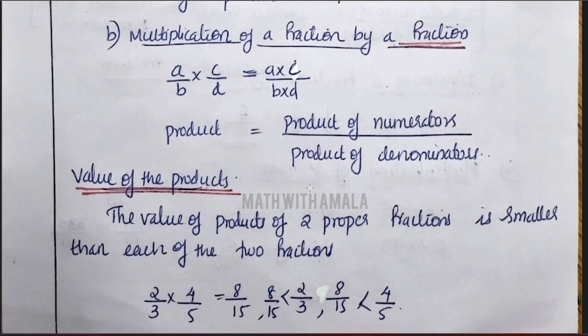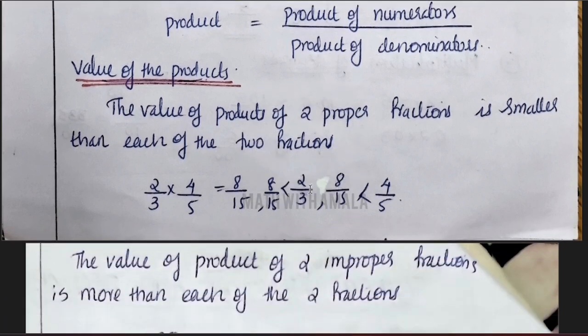The next topic is the value of the products. The value of the product of two proper fractions. Proper means the numerator is lesser than the denominator. Let's take 2 by 3 into 4 by 5. Here the answer is 8 by 15. And you can see that the product is always less than 2 by 3 and 4 by 5, which indicates that the value of the product is always smaller than the two fractions involved in the multiplication.